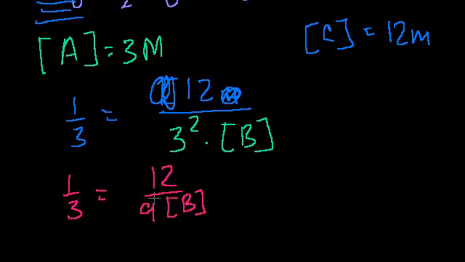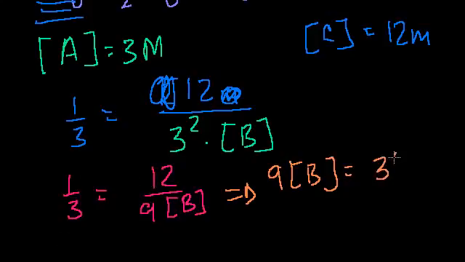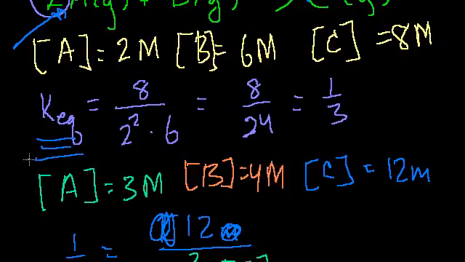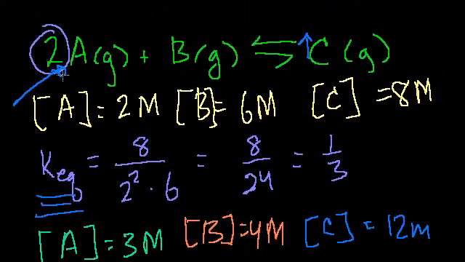So if we just cross multiply, we get 9 times the concentration of B is equal to 3 times 12, which is 36. And so divide both sides by 9. The new concentration of B is 4 molar. So B is equal to 4 molar. So that makes sense. We added some more A to the reaction. So we started with 2 molar of A, 6 molar of B, 8 molar of C. When we added more A, at the end, we added a bunch.